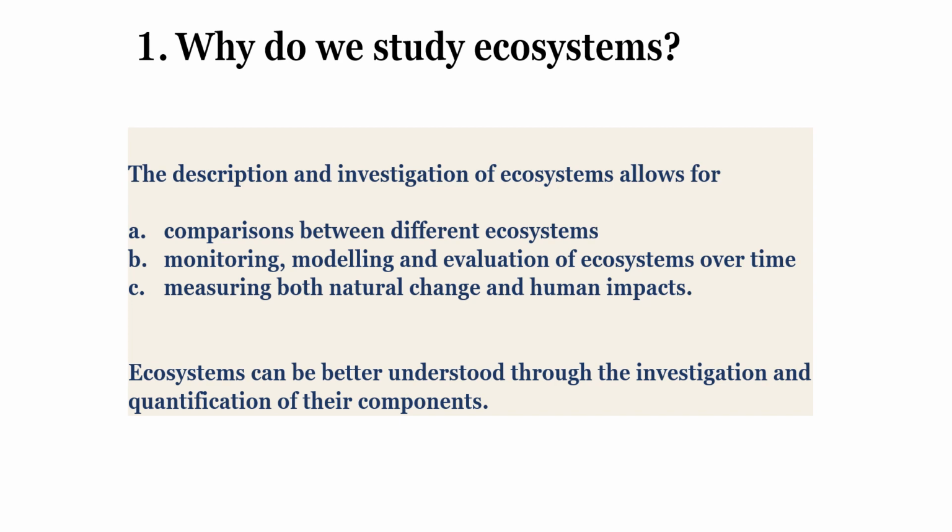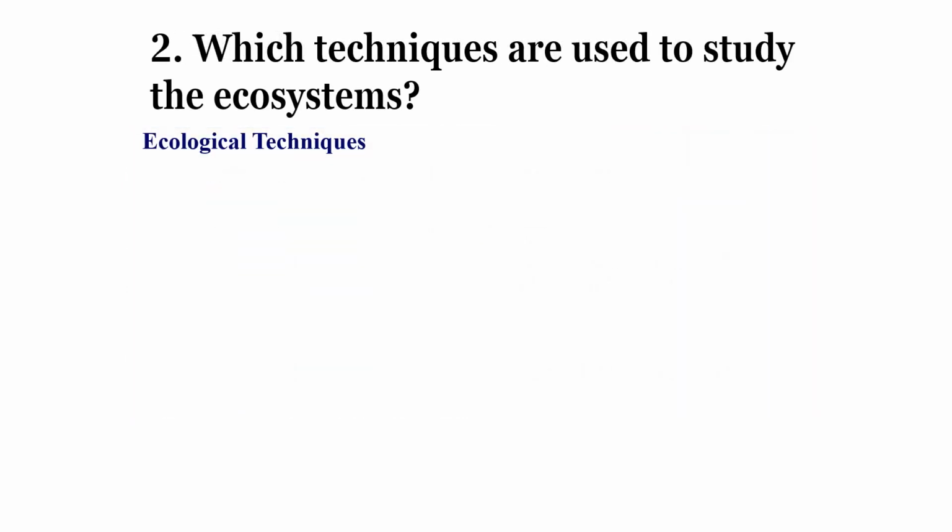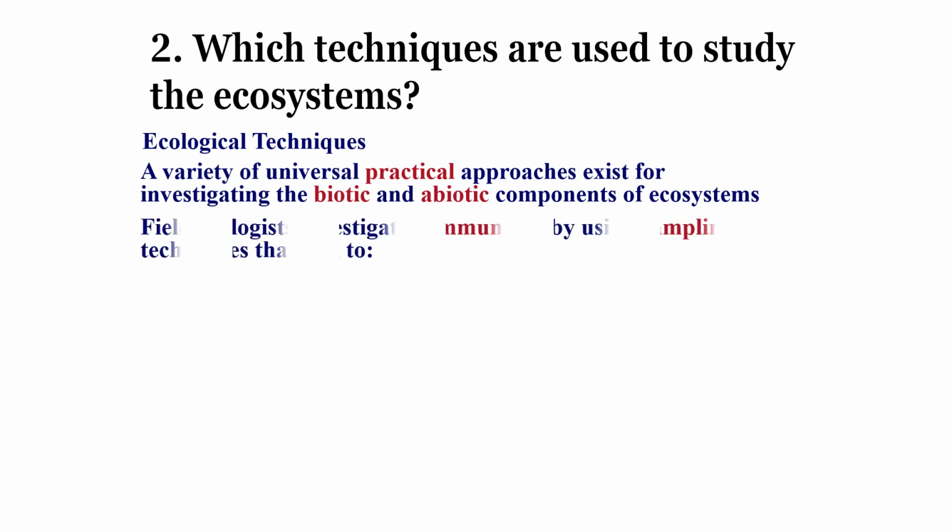Now, to study ecosystems, what do we need to study? We need to study the components of an ecosystem, and most of the components are biotic components. The techniques which we use to study an ecosystem are collectively termed ecological techniques. These techniques aim to investigate the biotic as well as abiotic components of an ecosystem and their interactions.